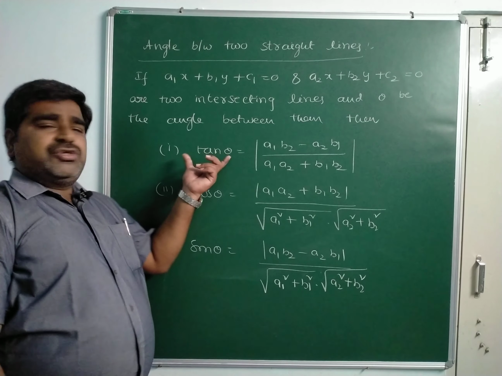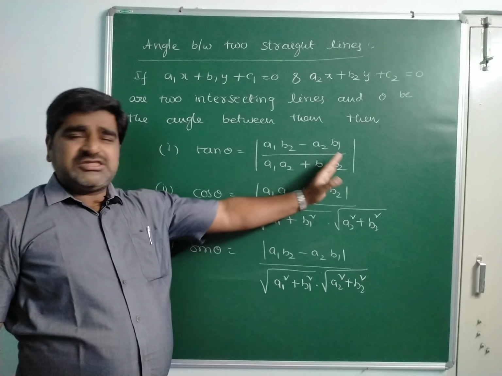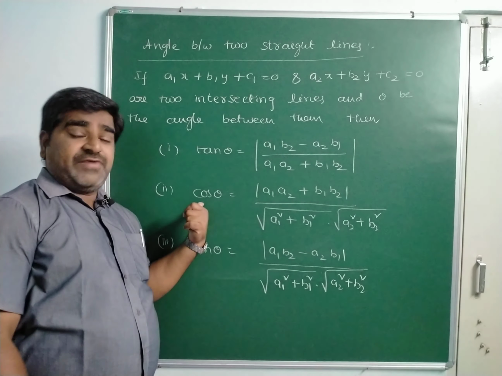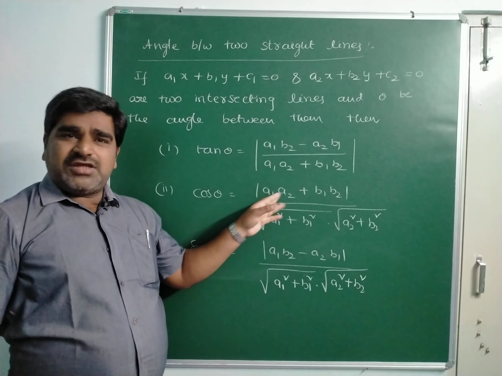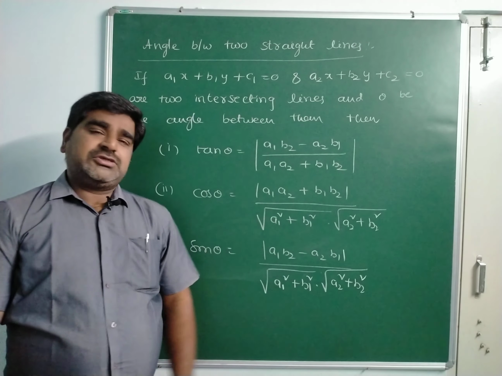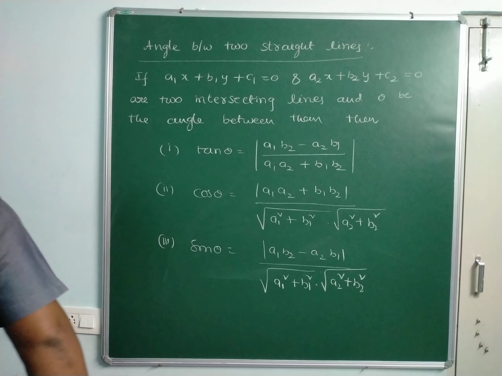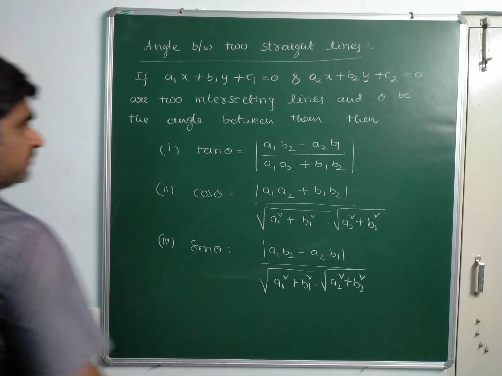But frequently you are going to use this formula: tan theta equals modulus of (a1b2 minus a2b1) by (a1a2 plus b1b2). But this formula is also very important: cos theta equals modulus of (a1a2 plus b1b2) by square root of (a1 square plus b1 square) into square root of (a2 square plus b2 square). So let us discuss how we get these formulas.